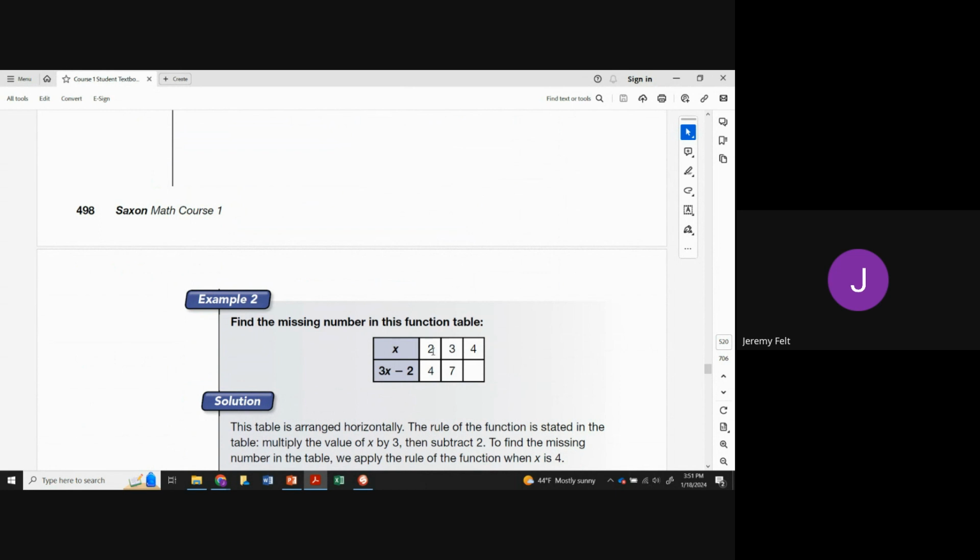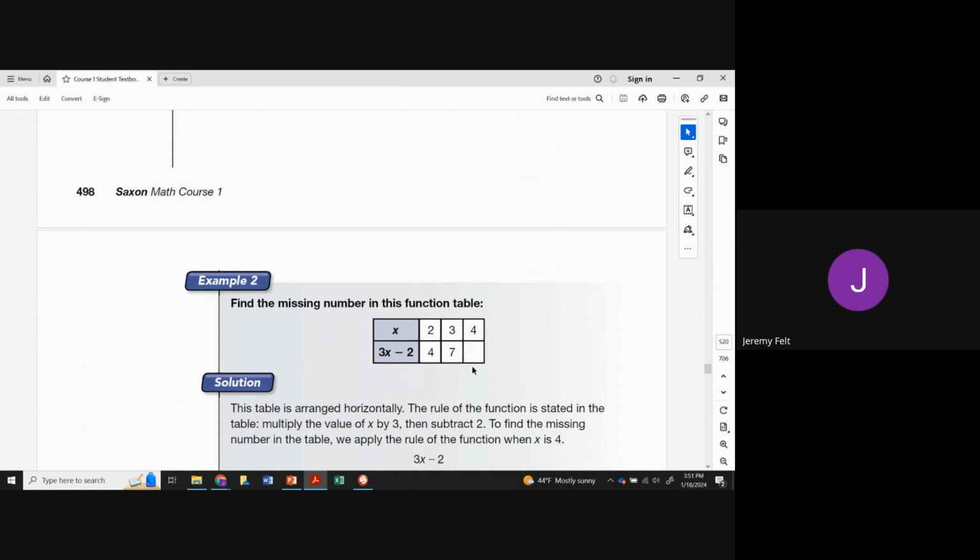So 3 times 2 is 6, minus 2 is 4. 3 times 3 is 9, minus 2 is 7. 4 in for X, 3 times 4 is 12, minus 2 is 10.